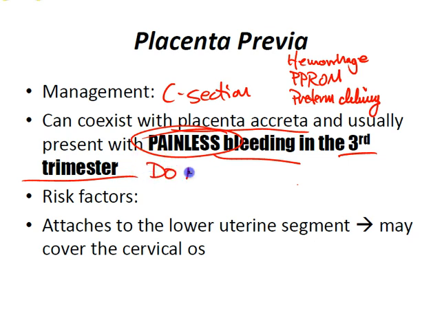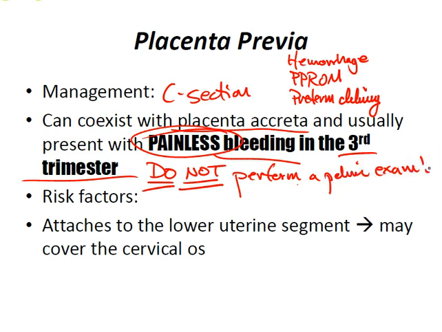So what do you do? You do not perform a pelvic exam. Now, what do you use to diagnose it? Use an ultrasound. Now, history of previous cesarean delivery is a risk factor. Other risk factors include prior placenta previa, multiparity, advanced maternal age, smoking is a big one, and multiple gestations as well.